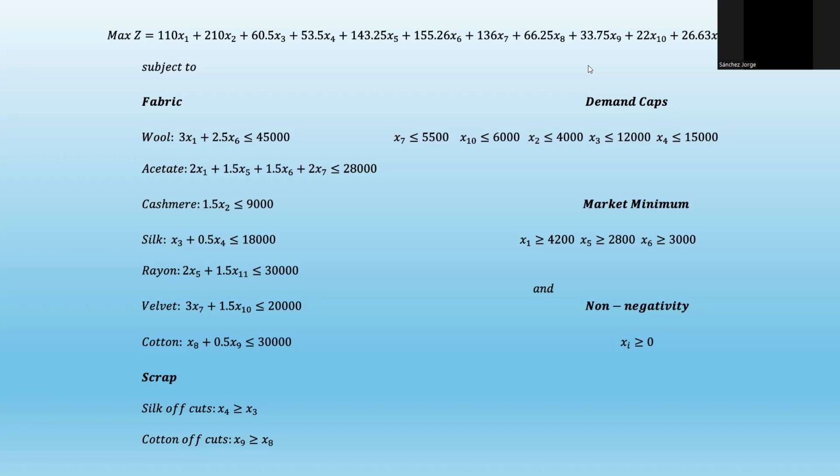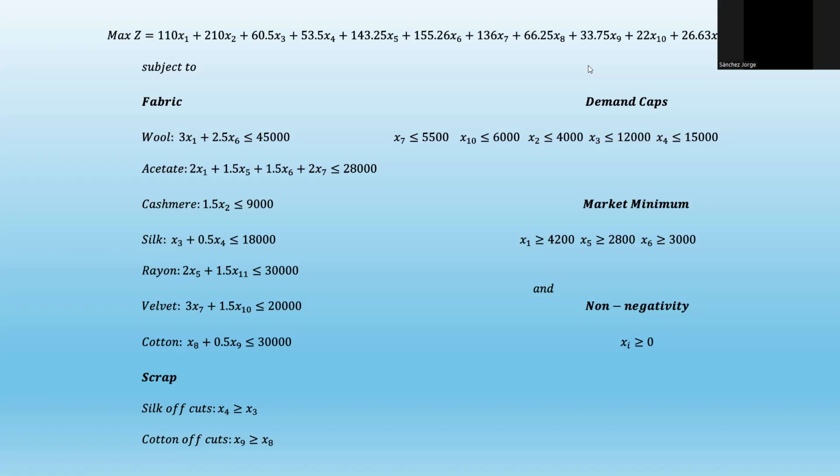For wool, we have to have at most 45,000 yards of wool. For acetate, it's at most 28,000 yards. Cashmere, at most 9,000 yards. For silk, 18,000 yards. Rayon, 30,000 yards. Velvet, 20,000 yards. And cotton, 30,000 yards. Also, we have scrap, and we have the demand caps.